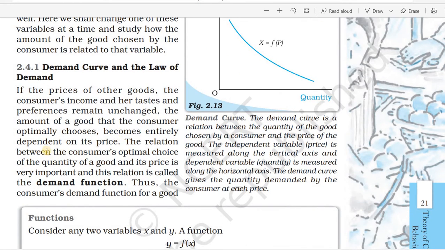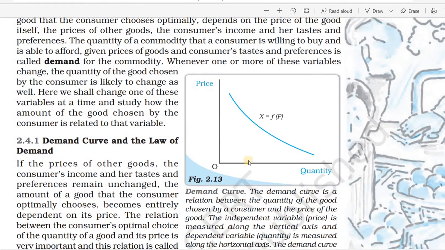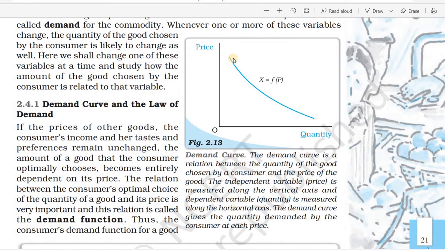Then the relation between consumers' optimal choice of the quantity of good and its price is called as demand function. This price and quantity relation, we can call it as demand function. Here you can see the equation x equal to function of p, means the x quantity is the function of price of that x quantity. Here this is the demand curve, it is the function of price.